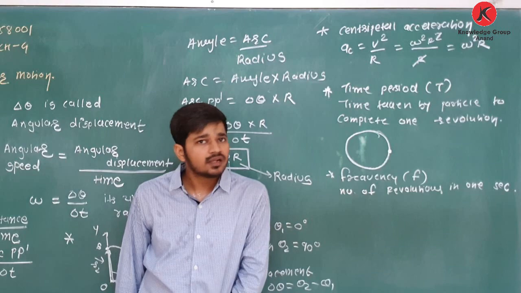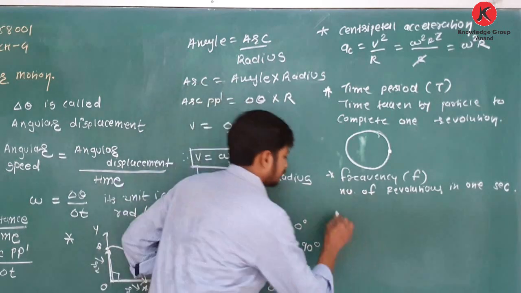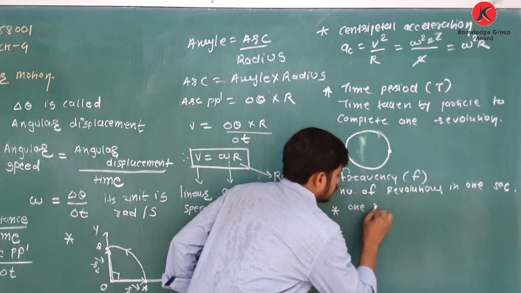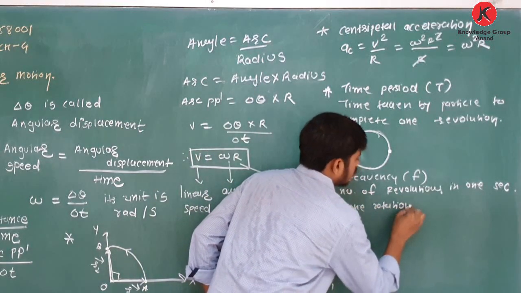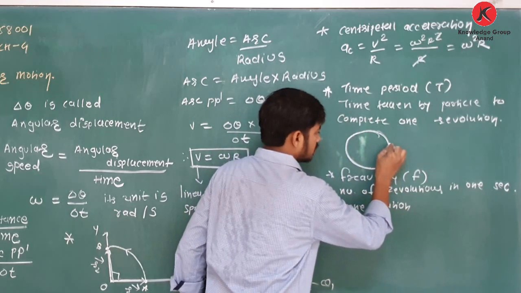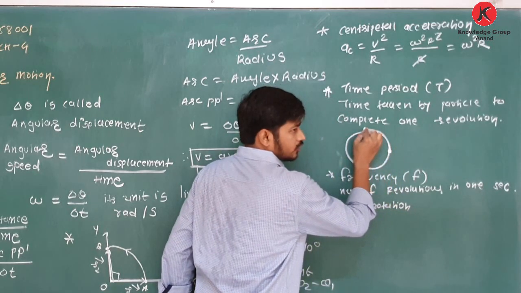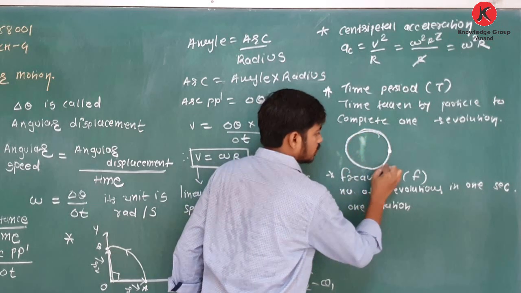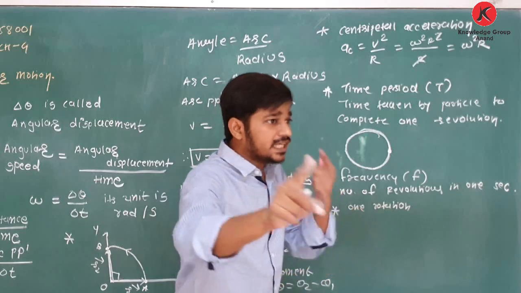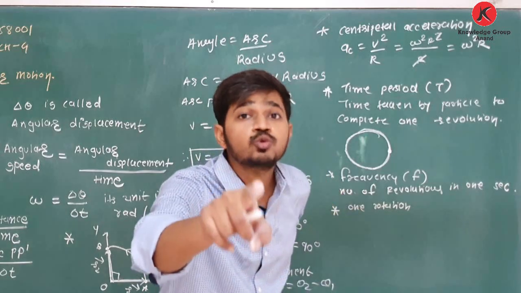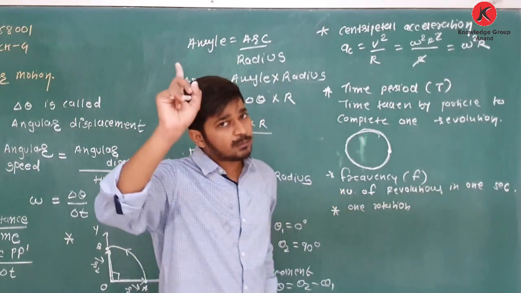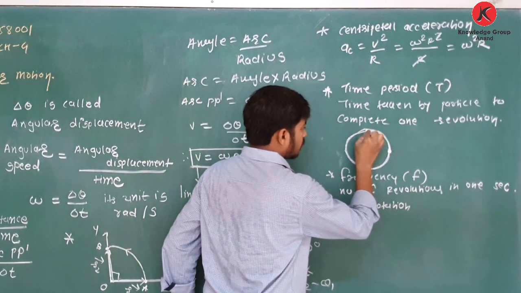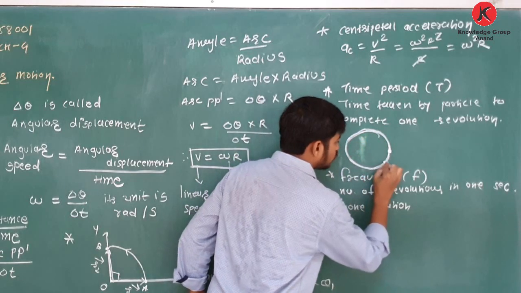Clear about this? If I am taking one rotation, for one revolution, starting from this point: 90 degrees, pi by 2, 180, pi, 3 pi by 2, and when it completes one revolution, its angular displacement is 2 pi radian. Yes or no? Remember that unit circle. Again, starting from this point: pi by 2, pi, 3 pi by 2, 2 pi.